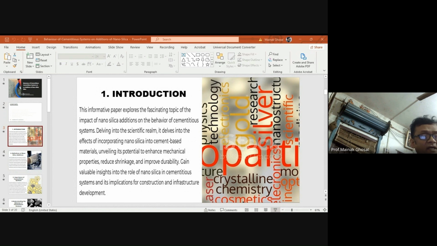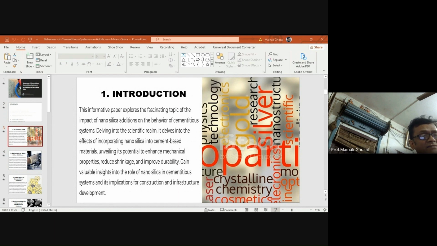the influence of hydration kinetics, strength development, post-structure development, and durability properties. By studying the behavior of cement system with nanosilica, we can optimize the design and construction of infrastructure, leading to more sustainable and resilient structures. The overview of nanosilica additions offers numerous advantages.